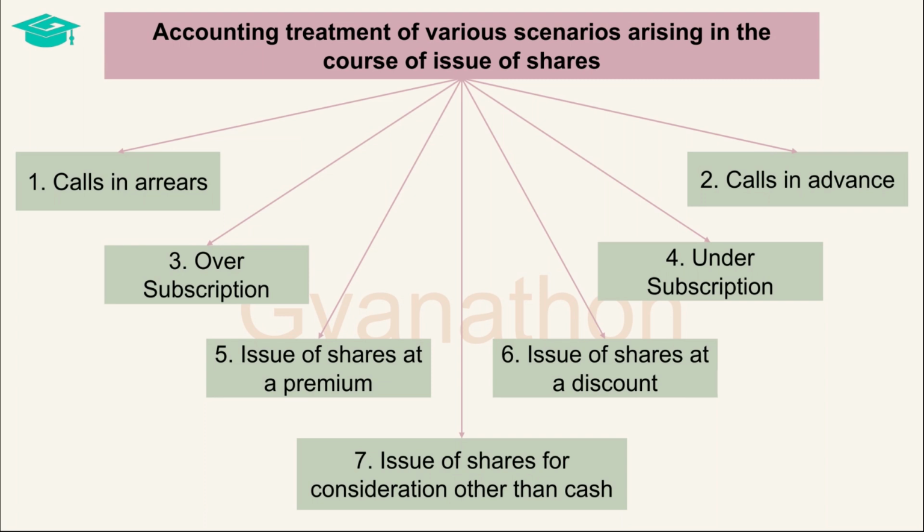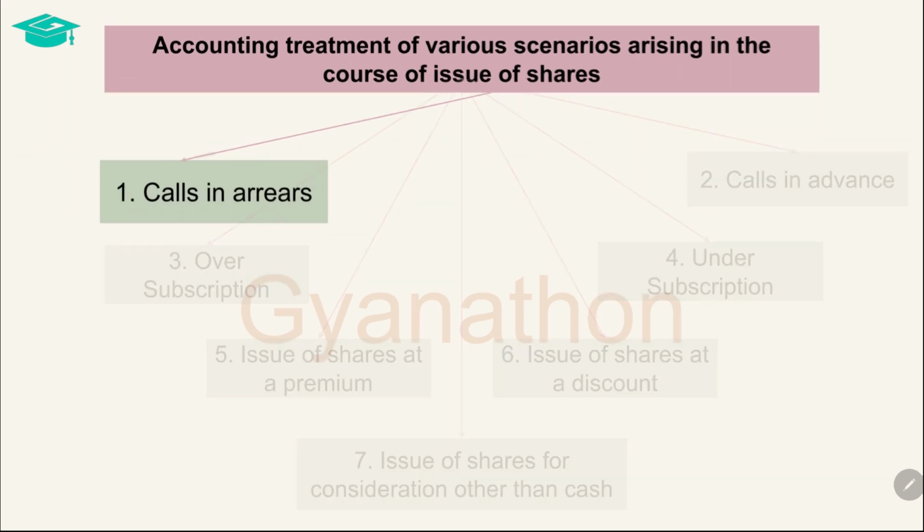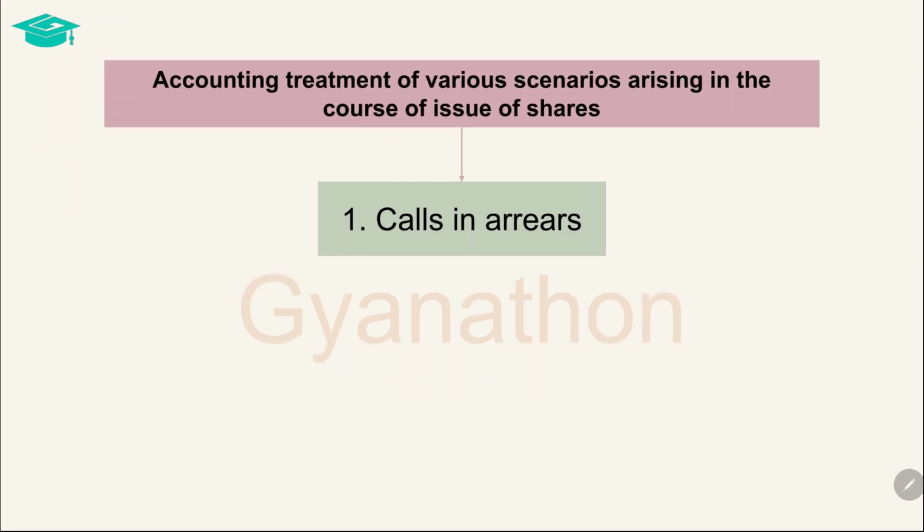Certain shareholders may keep the call in arrears, whereas some may pay their calls in advance. Sometimes there may be an oversubscription for the shares of a company, sometimes there may be an undersubscription. The company may issue shares at a premium, at par, or at discount. And sometimes the company may also issue shares for consideration other than cash. In this video, let us discuss everything about calls in arrears.